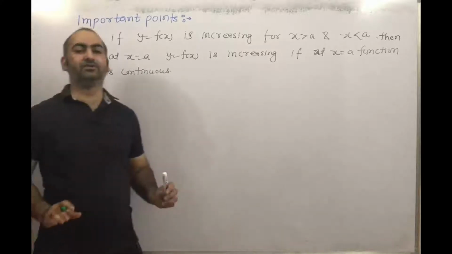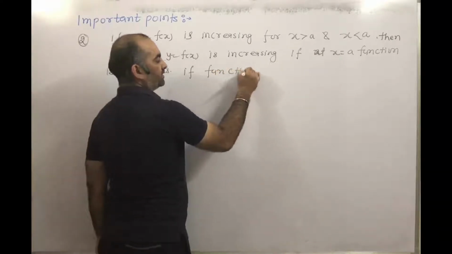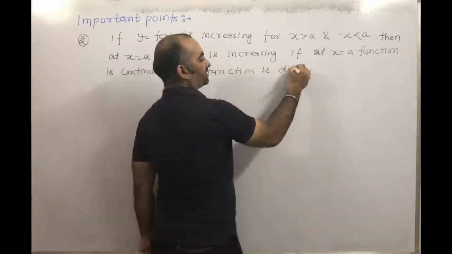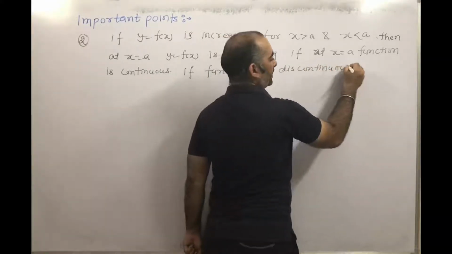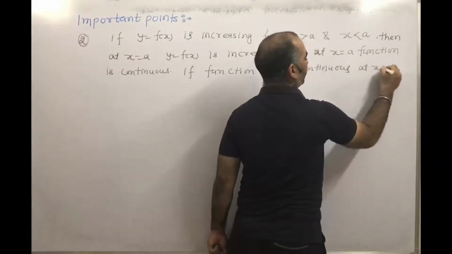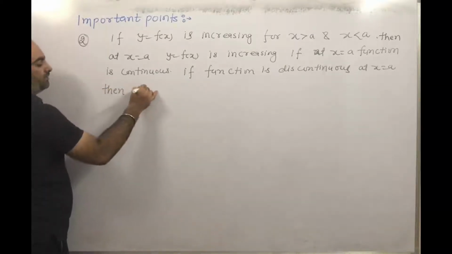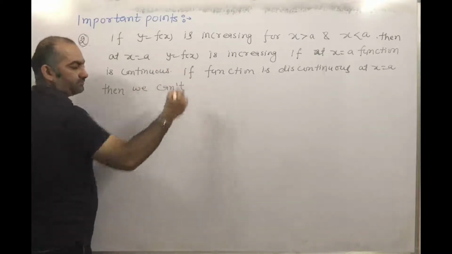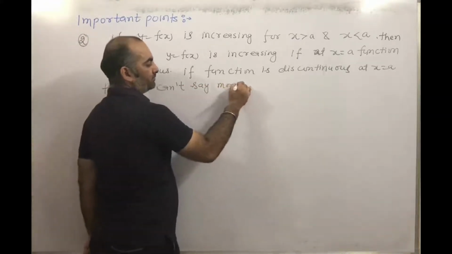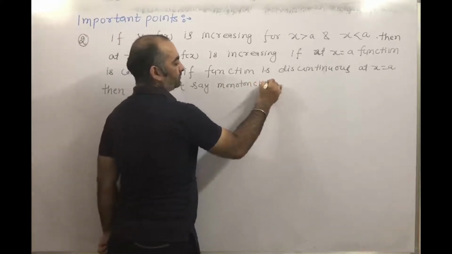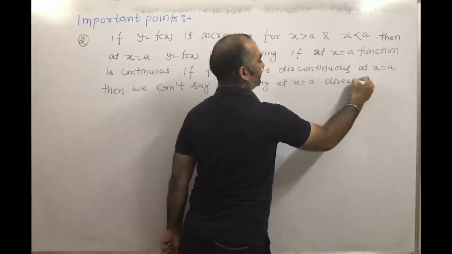If function is discontinuous, then can't say. If function is discontinuous at x equal to a, then we can't say monotonicity at x equal to a directly. Then we have to check.